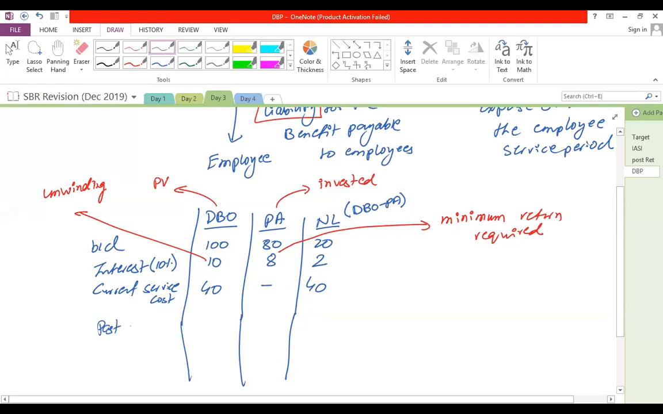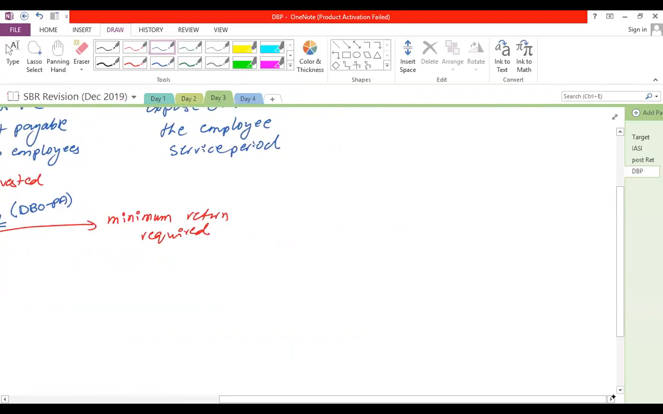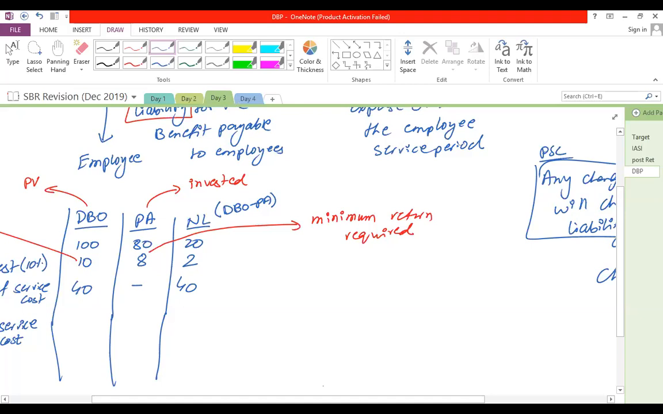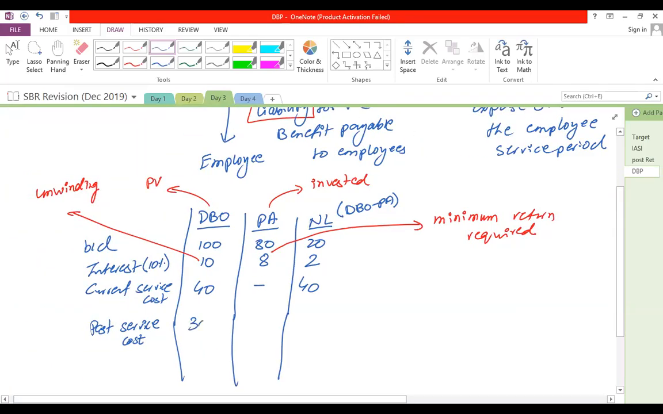Similarly, if there is any change in the plan, we call that a past service cost. Any change in the plan will actually change the liability as well. That change in liability is called past service cost, because this relates to the past period, the service of the employees which has already passed by. So this past service cost, let's say $30 million, is also added in the DBO, and it is not going to affect the plan asset.